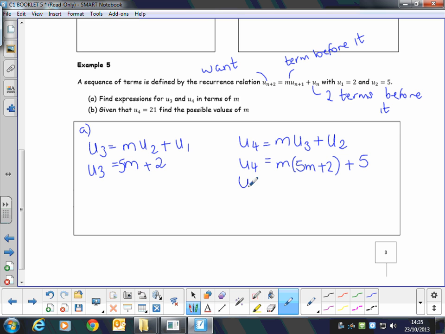So now I can simplify that. I've got 5M multiplied by M to give me 5M squared. I've got 2 multiplied by M to give me 2M. And then I've got plus 5.